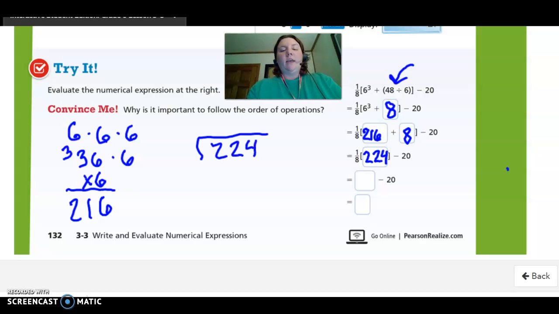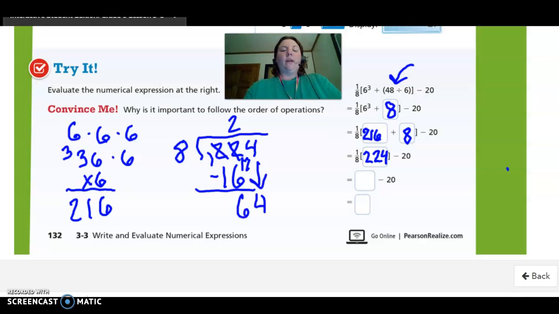by taking 224 divided by 8. Well, 8 goes into 22, let's see, 2 times, because 8 times 2 is 16. And when I carry and subtract, 12 minus 6 is 6, and I carry the 4 down, 8 goes into 64 8 times. I know that because it's a perfect square. And my answer is 28.